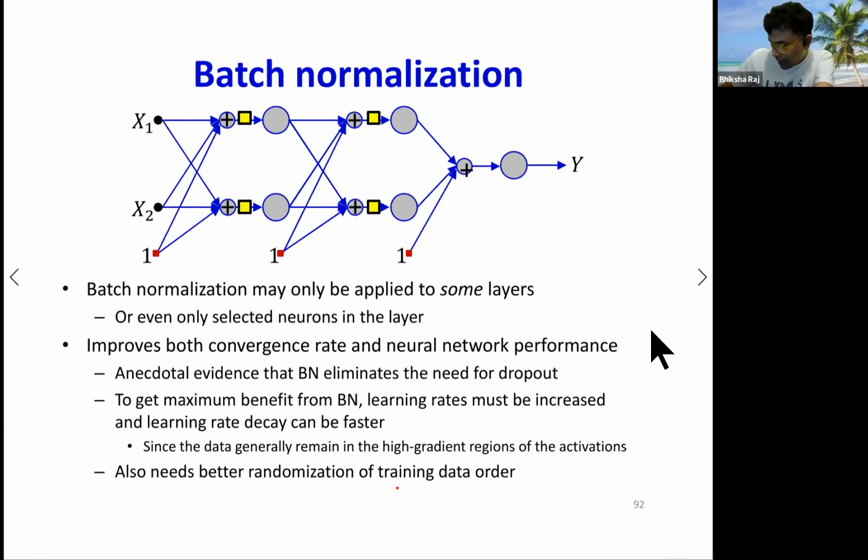And again, BN works best if the data within each mini batch are sufficiently diverse. Otherwise, it can actually end up blocking the derivatives from back-propagating. So this means it's critically dependent on having better randomization of the training data. You need good shuffling for batch normalization to be effective during training.